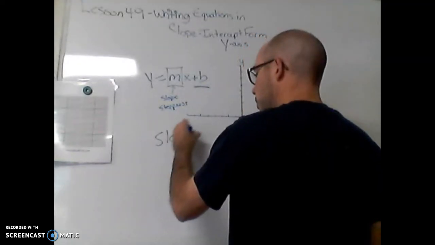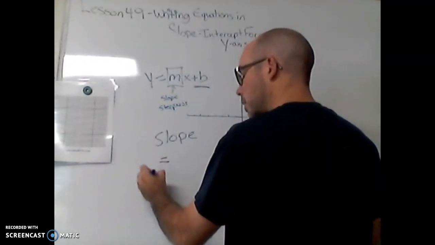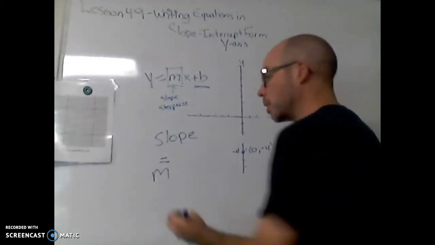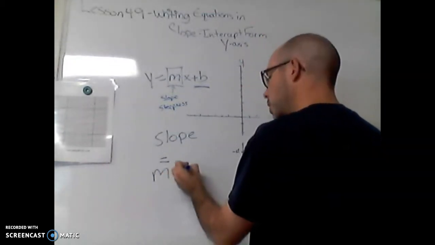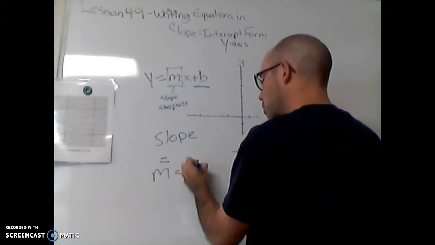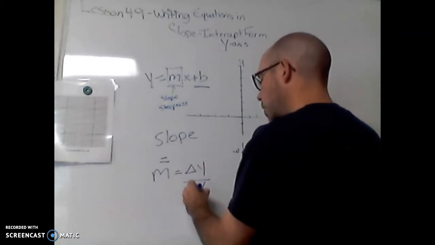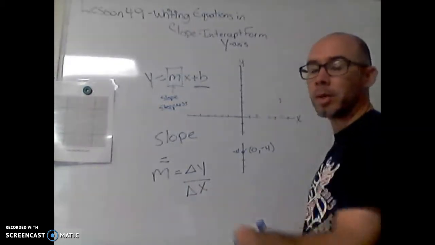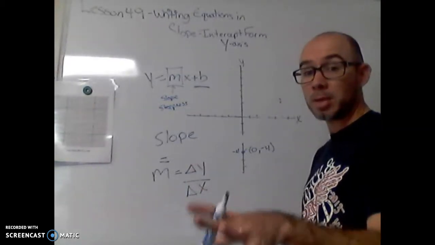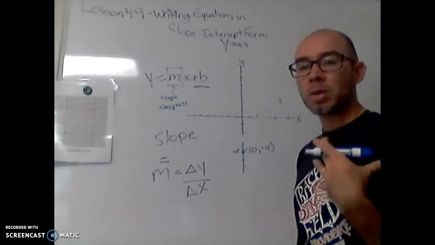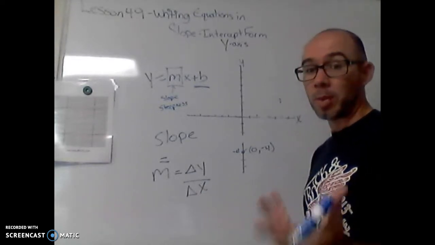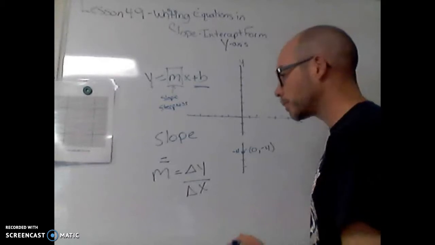So slope is that value, that letter m. And m is equal to a change in y over a change in x. I'm going to use that triangle there to represent change. Anytime you see that triangle, I'm going to say the word change. I want you to just get used to that. We're going to see that in geometry.